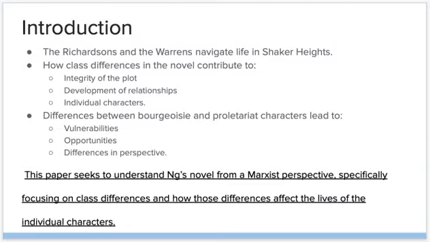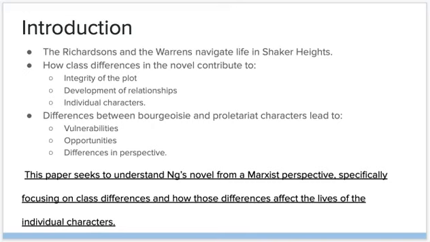So, Little Fires Everywhere by Celeste Ng follows the lives of two families, the Richardsons and the Warrens, as they navigate daily life in the town of Shaker Heights. Through character interactions and experiences, Ng explores concepts including how class differences contribute to the integrity of the plot, the development of dynamic character relationships, and the essence of the individual characters.